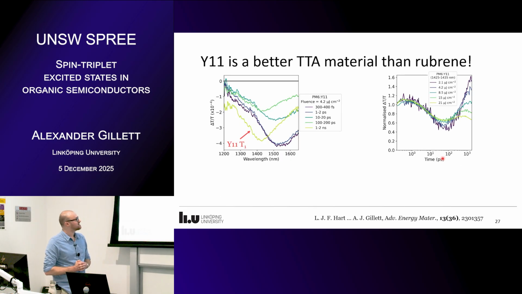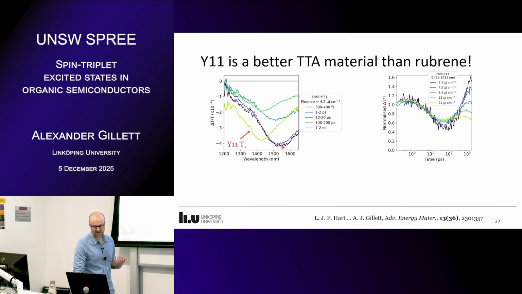And yeah, I've got a slightly bold claim at the top, and I'll explain why in a second, but rubrene is thought of as being like the archetypal TTA material in the organic field. As I'll show you in a second, the numbers we get out imply that Y11 actually is a better, quote-unquote, TTA material than rubrene. So again, we did some transient absorption. This is the spectrum over here. Looks very, very similar to what I showed you before for the PM6:Y6 combination. And this is just our PM6:Y11 blend.